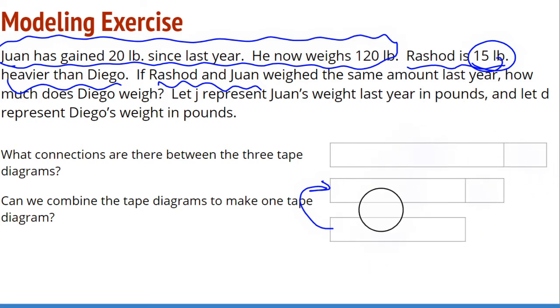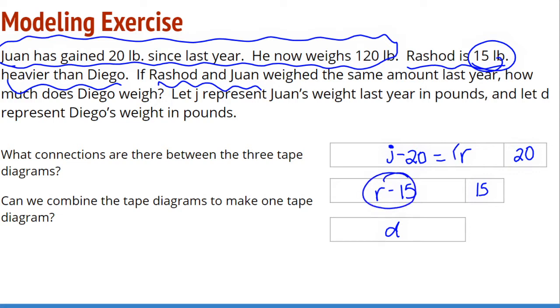Now, another way of looking at this problem is to say that I've got the 20 here, the 15 here. These are numbers. These are constants. They're not changing. They're locked in. But I know that this is Juan minus 20, and I know that that's going to be equal to Rashad. And this is Rashad taking away 15. And this is Diego. Now, looking at it this way, there are some small connections. I mean, here's Rashad and here's R.